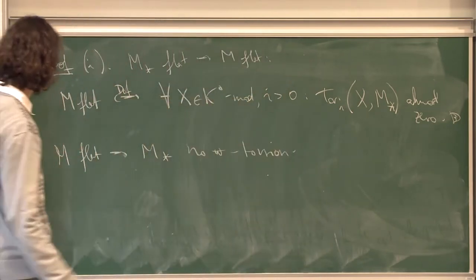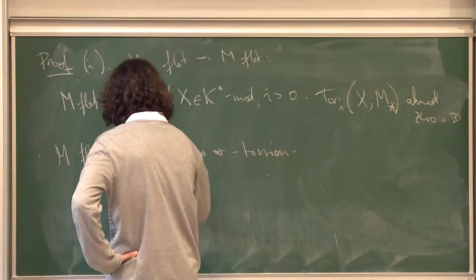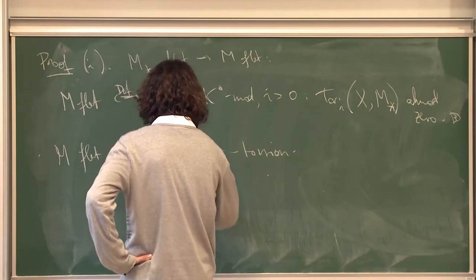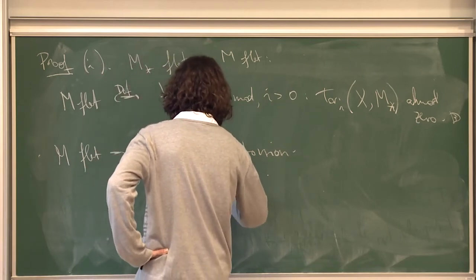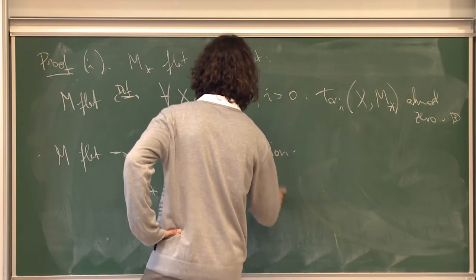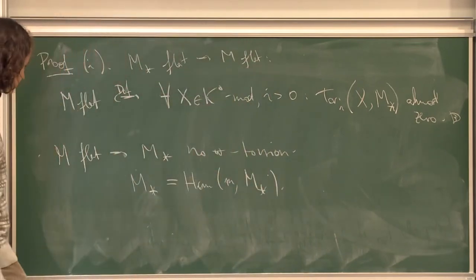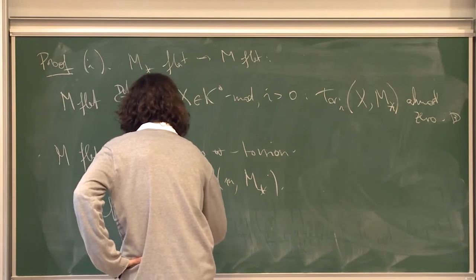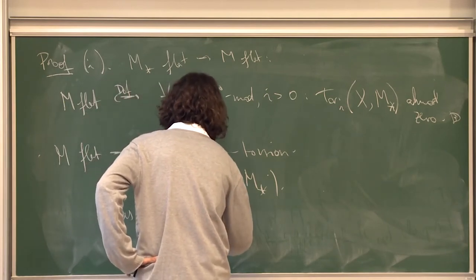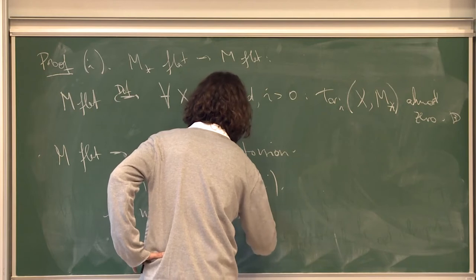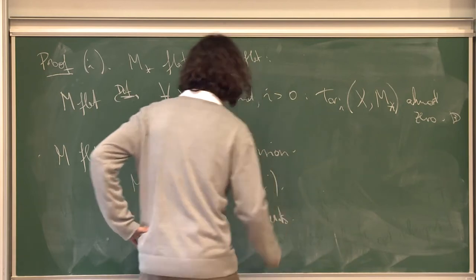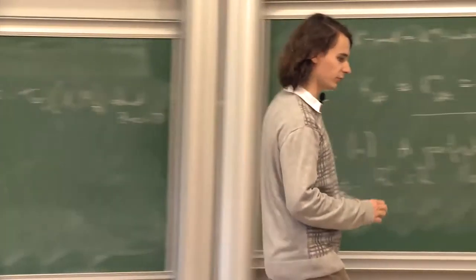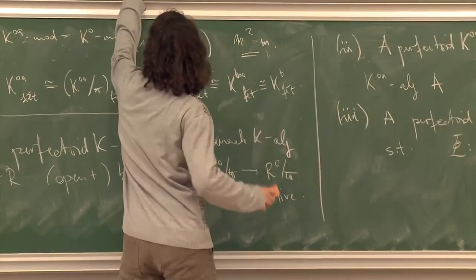How do we do this? So first, note that, again, using this formula for the almost elements, it's the set of homomorphisms from m into m lower star. And this description implies that this thing has no almost zero elements. OK, because m squared is equal to m again.